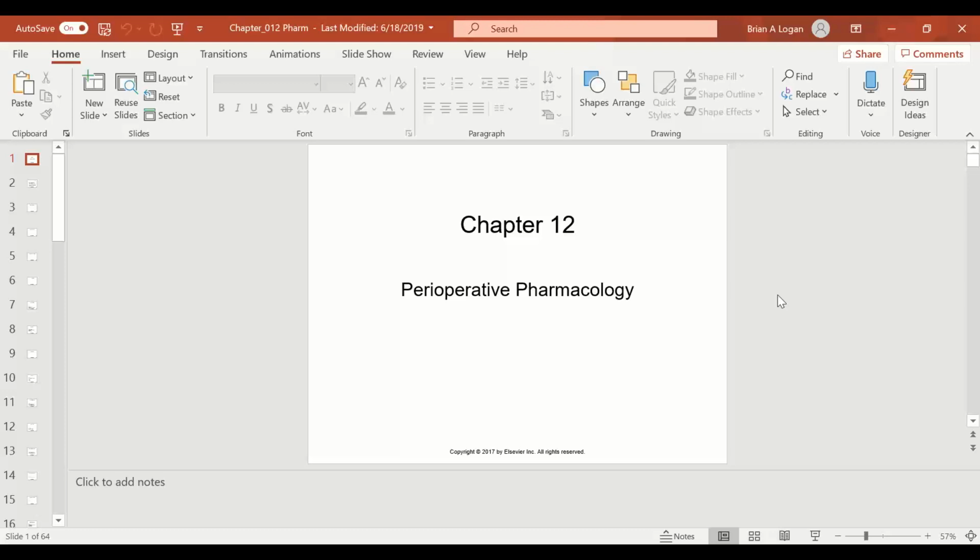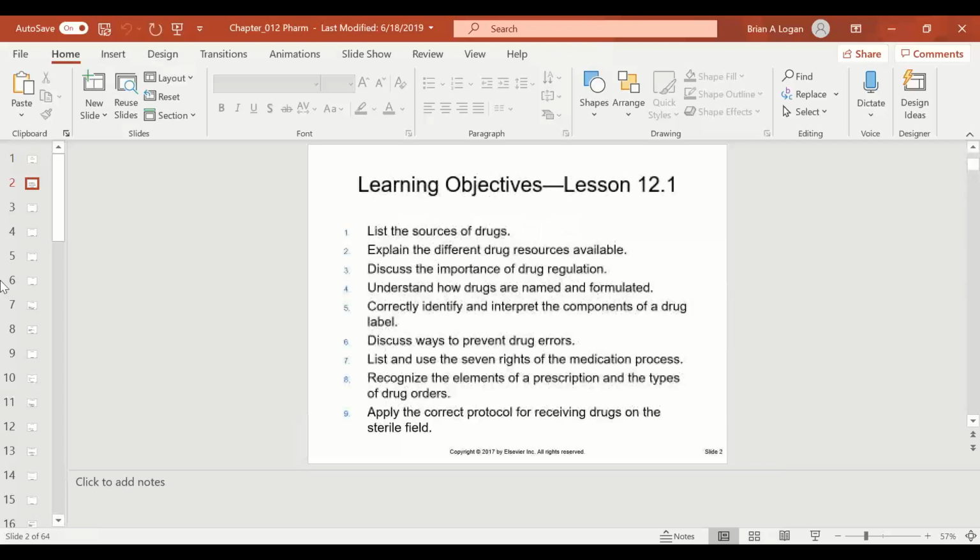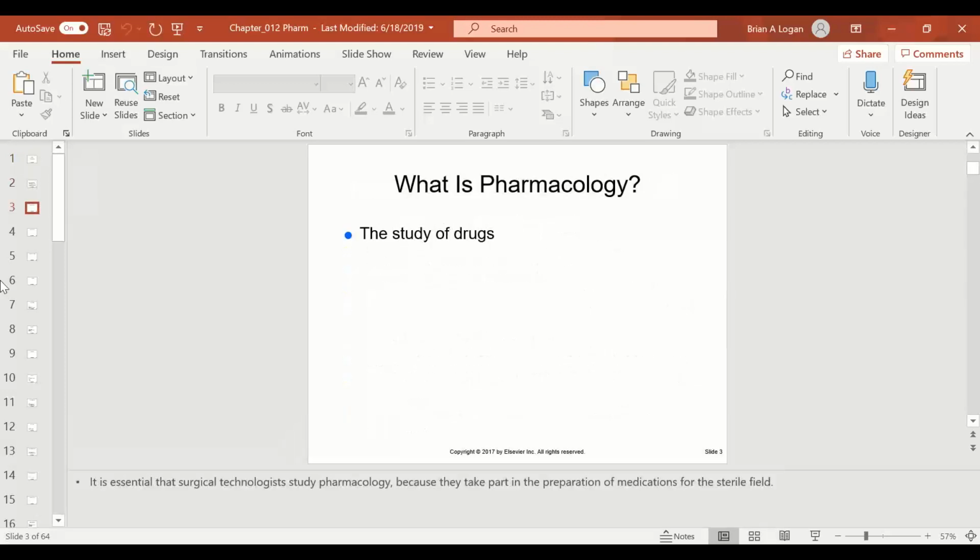So let's just jump right into it. Chapter 12. Chapter 12 is pharmacology. Even though we don't get to administer medications, we will still do some mixing and preparation of those medications on the field. So we do need to know how these affect the body and some of the more typical drugs and things that we use in the operating room. But pharmacology itself is just the study of drugs, what they do to the body, what the body does to the drug, all those kinds of different things.